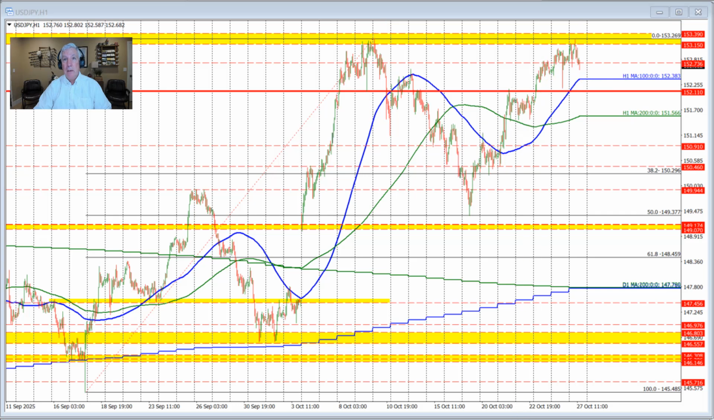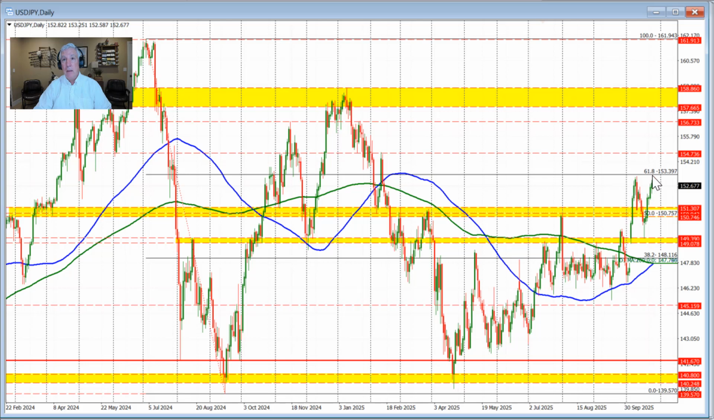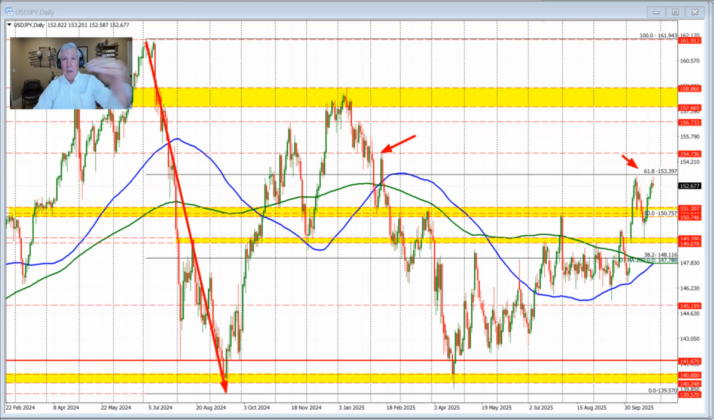On the top side, if we do break above the 153.269 and go to the daily chart, we're going to have the 61.8% retracement of the range between the 2024 high and the 2024 low. This is a trading range over the last year. That level comes in at 153.397. Get above that level, then it opens the door for this level at 154.73. So be aware that there's room on that upside, but there is also the 61.8% retracement to deal with.